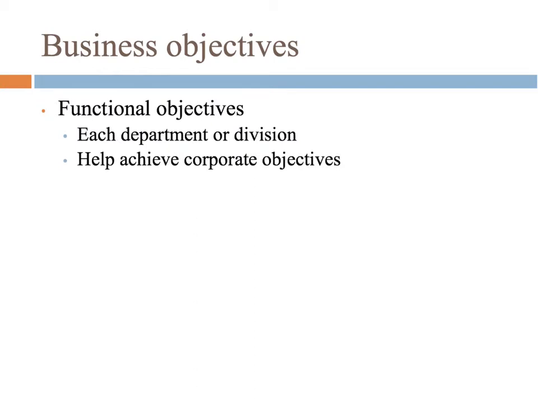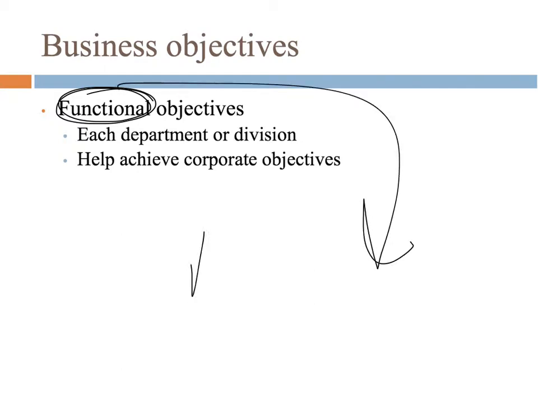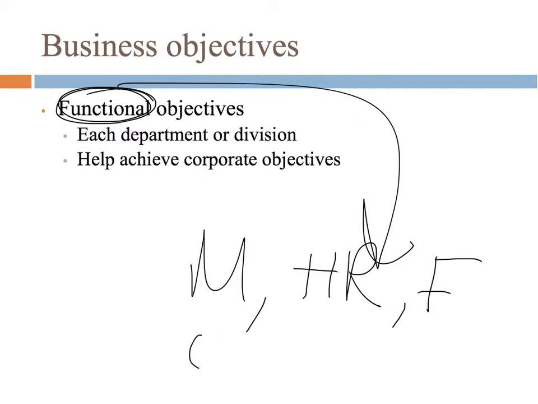So next up we have functional objectives. These are set for each division or each department of a business. So at the very least that's going to be marketing, finance, operations and human resources. Remember, we call those the functional areas of a business. So marketing, human resources, finance and operations.